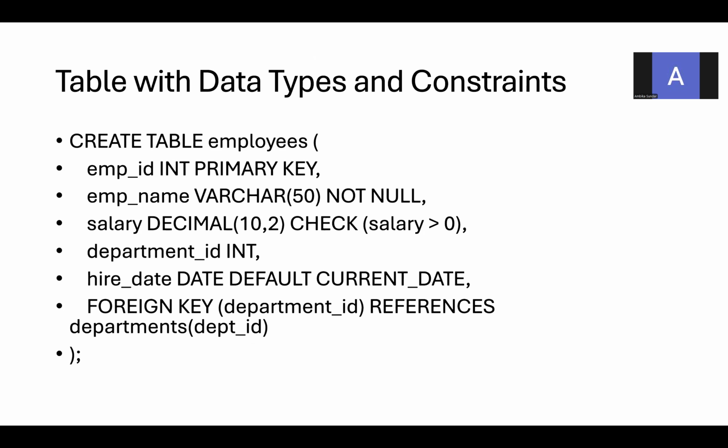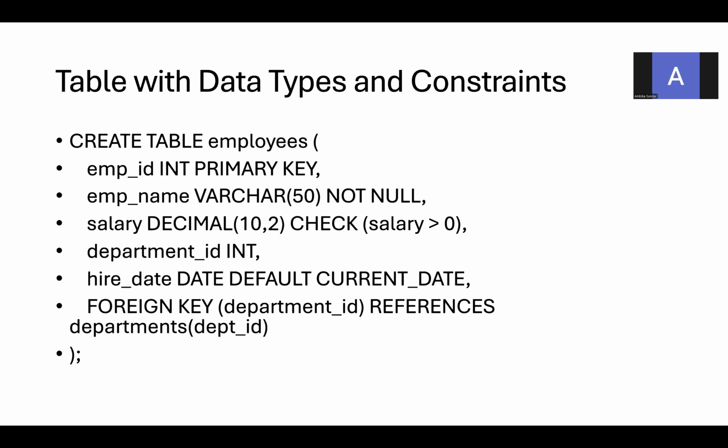Okay. So in this, employee ID is a primary key. Employee name is a varchar of 50. This is a not null constraint. Salary is a decimal data type. While creating this column, you are going to check that the salary is greater than 0.